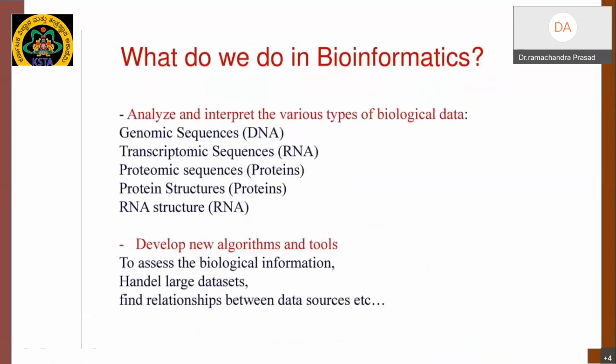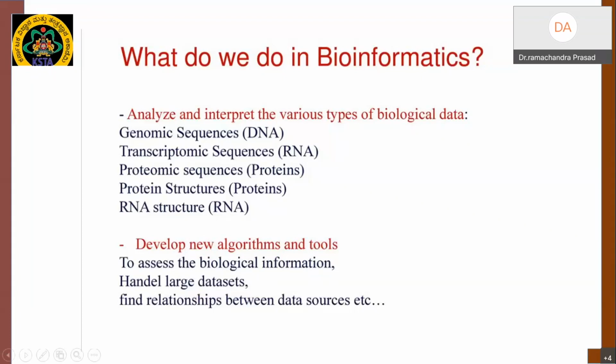What do we do in bioinformatics? We analyze and interpret the various types of biological data. We analyze the data and then interpret the data. That is called secondary data. One is genome sequences. We do sequence analysis by using many tools, and transcriptomic sequences, that is RNA sequences, proteomic sequences, that is amino acid sequences, protein structures, that is the 3D structure of the proteins, and RNA structures with the loops. This type of data we analyze and interpret.